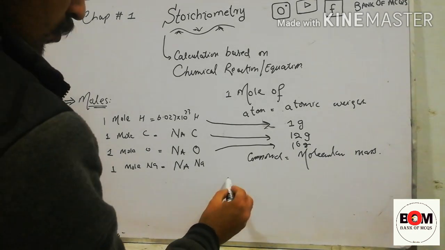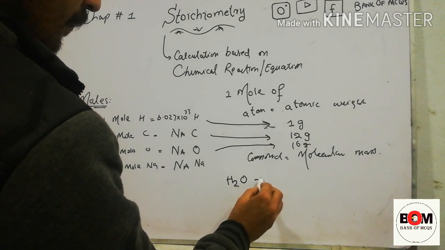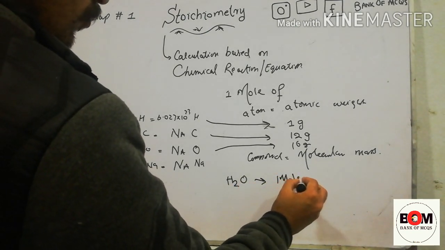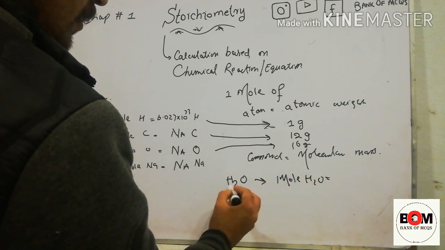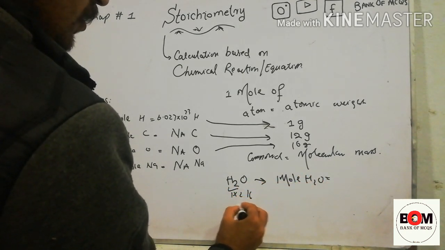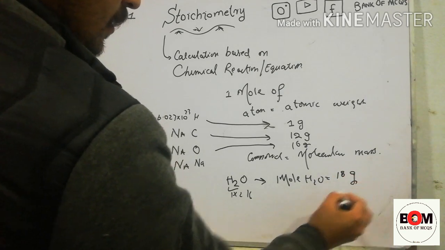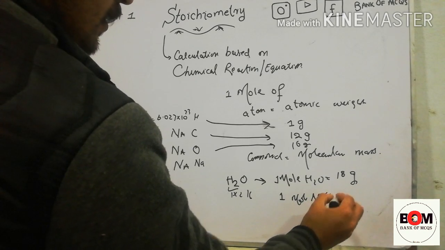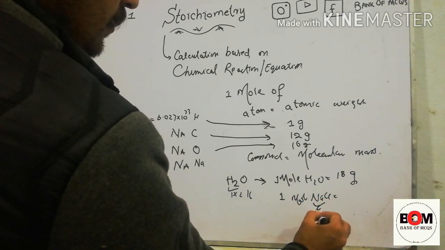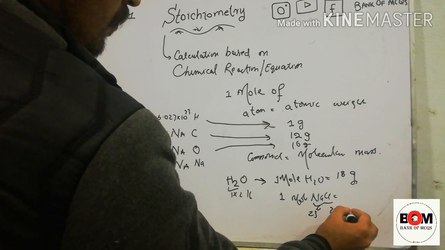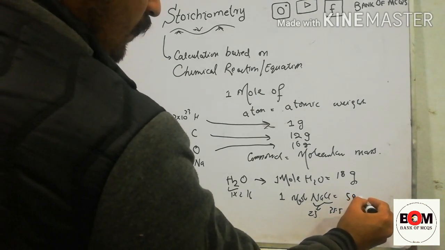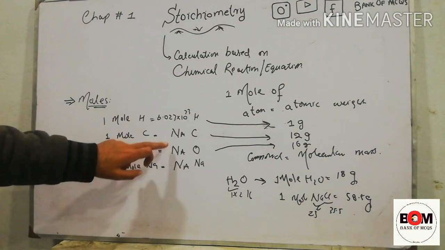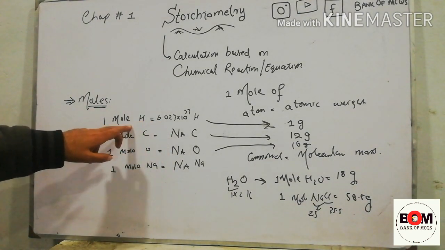Now for H2O, if we have 1 mole H2O, it means that its mass is, hydrogen is 1 multiplied by 2, oxygen is 16, so it says 18 gram. If we have 1 mole NaCl, its atomic mass from the table is 23 for Na, for Cl is 35.5, so its weight is 58.5 gram. So 1 mole of substance has the same number of particles, but its actual mass is different.